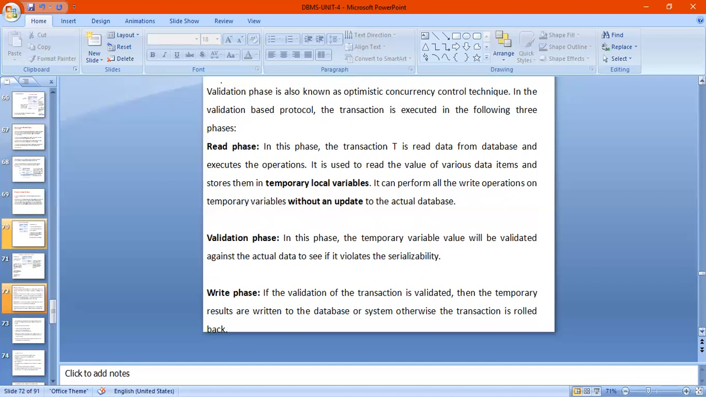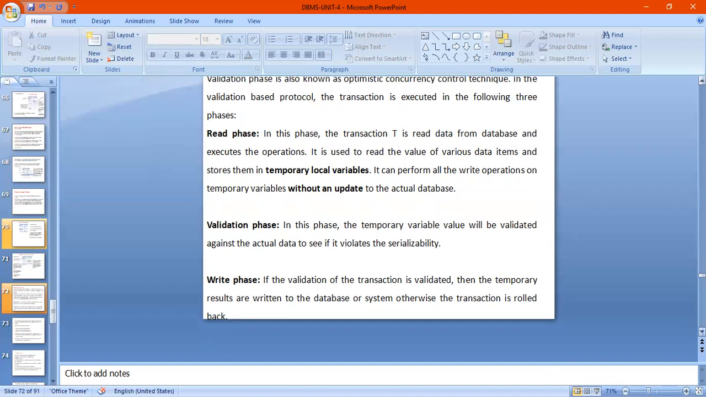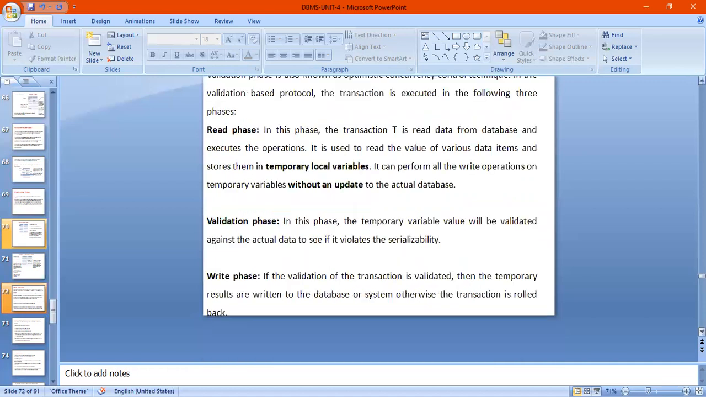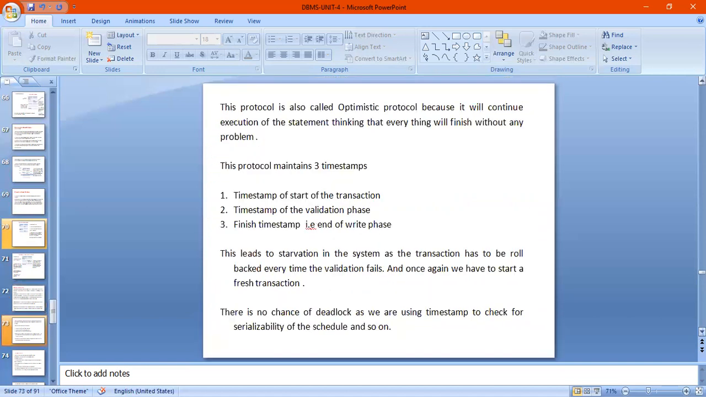But this also comes under the validation process. So we are going to look at this in a little more detail. The validation phase is also known as the optimistic concurrency control technique. In the validation based protocol, the transaction is executed in the following three phases: read phase, validation phase, and write phase, as we have seen here. This protocol is called the optimistic protocol because it continues execution of the statements, thinking that everything will finish without any problem.